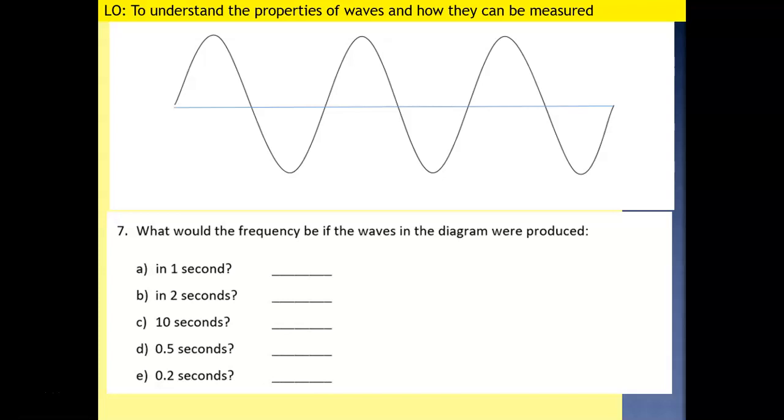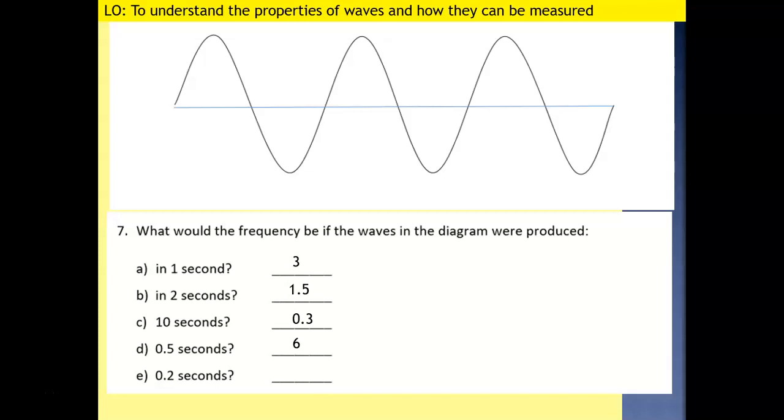Okay, so the answers to this one are in 1 second. So if we're saying that's happening in 1 second, we have 1, 2, 3 waves. So 3 waves in 1 second. If that was taking place in 2 seconds, we'd have to divide that 3 by 2, giving us 1.5. If that was happening in 10 seconds, we'd have to divide that 3 by 10, giving us 0.3 waves per second, or 0.3 hertz. If it was 0.5 seconds, that's 3 divided by 0.5, giving us 6 hertz.